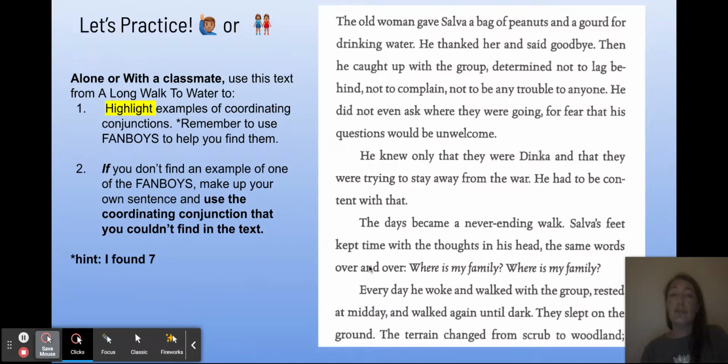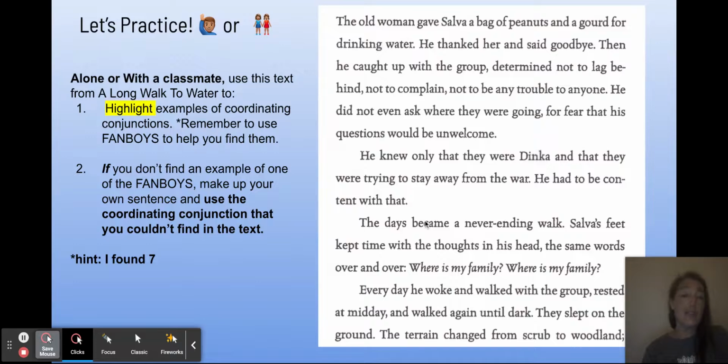Then, once you do that, you're going to realize that it doesn't have all of the FANBOYS. It doesn't have each of those words. So it says here on number 2, if you don't find an example of one of the FANBOYS, make up your own sentence. Use the coordinating conjunction that you couldn't find in this text.